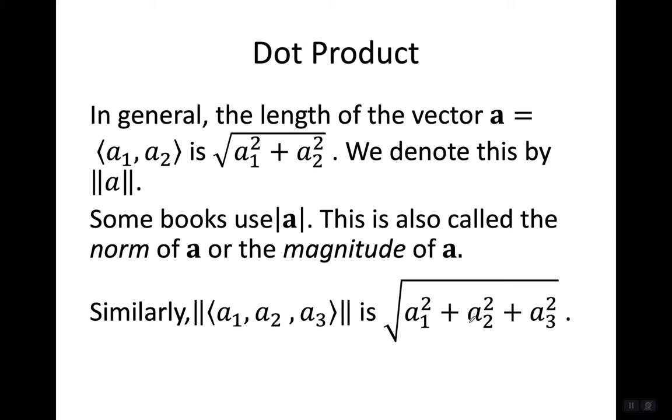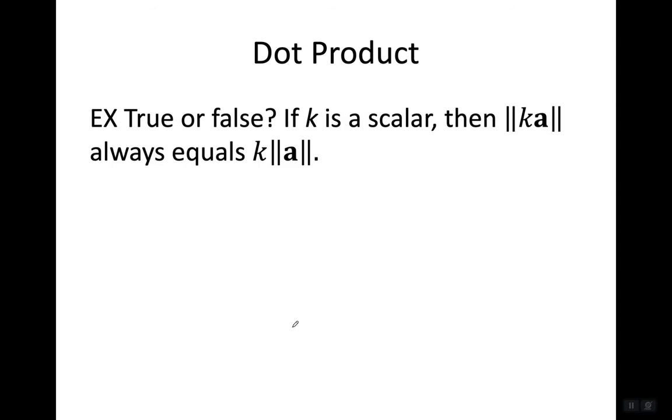In general, the length of the vector a, namely a1, a2, is going to be the square root of a1 squared plus a2 squared, and again, that's by the Pythagorean theorem. We denote this by this symbol. Now, some books use this symbol instead. This is called the norm of a, or the magnitude of a. I'm not going to use this symbol because that's too confusing. It looks like the absolute value of a. I don't want that. Similarly, the length of a three-dimensional vector, norm of a three-dimensional vector, magnitude of a three-dimensional vector is going to be the square root of a1 squared plus a2 squared plus a3 squared.